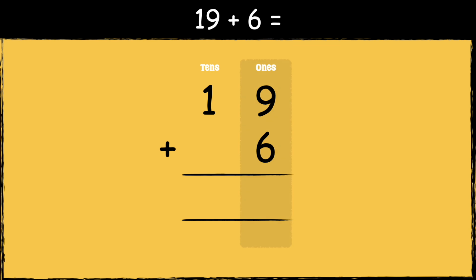So we start with the ones. 9 add 6 equals 15. We carry the 10 below in the tens column. Now we need to add the digits in the tens column, not forgetting about the 10 that we carried over. 1 add 1 equals 2. So the answer is 25.